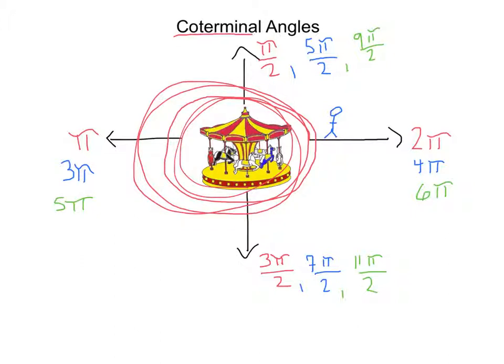Anyhow, you can see on this picture all the different coterminal angles you have. Here at pi over 2, this is the same spot as 5 pi over 2 and 9 pi over 2. Over here at pi, this is the same as 3 pi and 5 pi. Over here, we've got 2 pi, 4 pi, and 6 pi. And you can keep going, adding circles and circles.